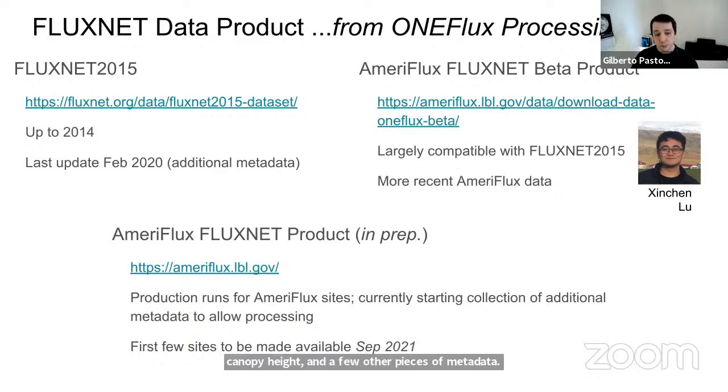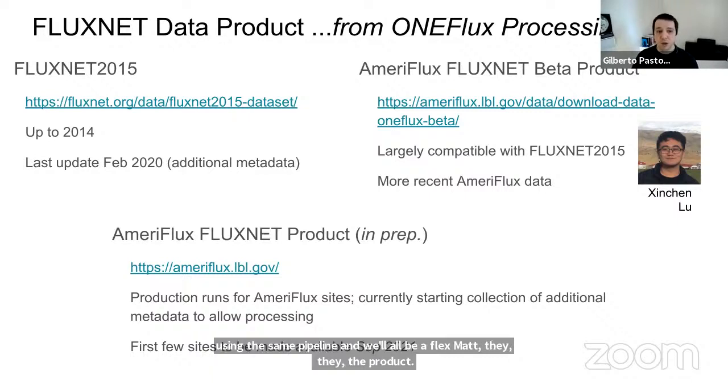There is another product that we are working on for AmeriFlux, that is this, and we're calling this the result of processing something with OneFlux. We're calling it a FluxNet data product, just for compatibility globally. So every regional network will generate their own versions, but it will all be using the same pipeline, and it will all be a FluxNet data product.